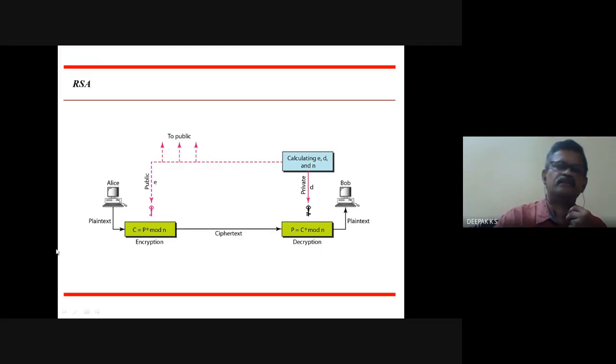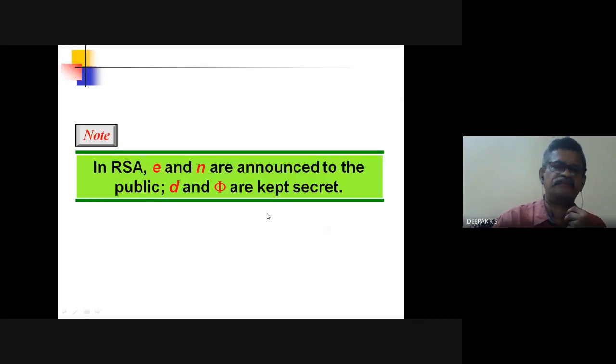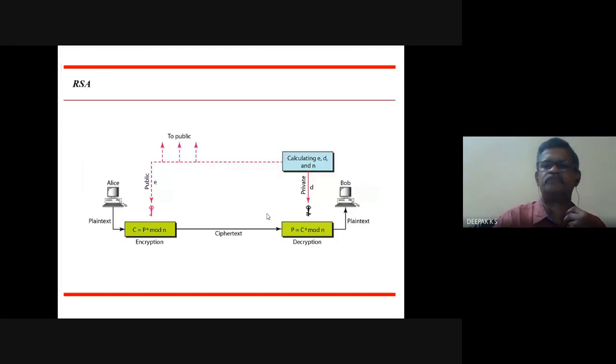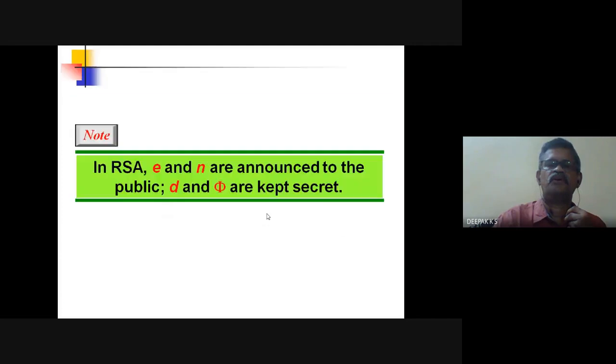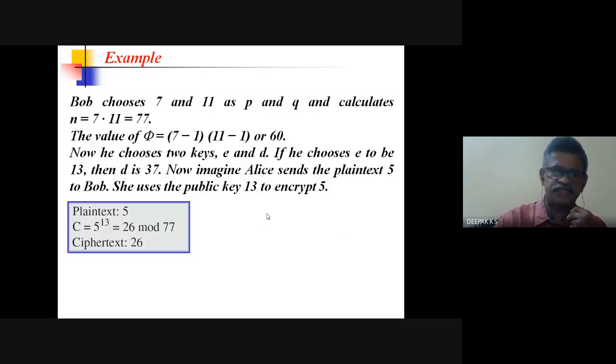There is some mode of operation, some parameters are there. You do the encryption. There is decryption. There are parameters. So it's a bit involved. So in RSA, E and N are announced to be public. D and phi are kept secret. I haven't written down these steps exactly, but some P and Q are used, and then this phi is generated, and so this is how this is done.